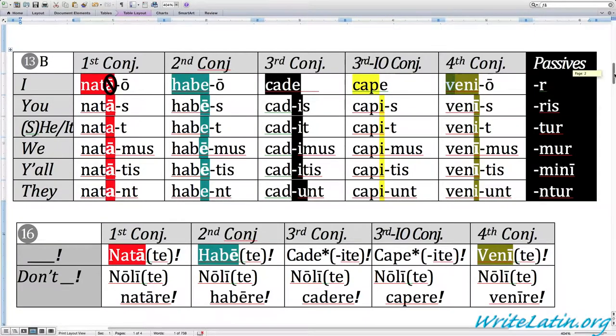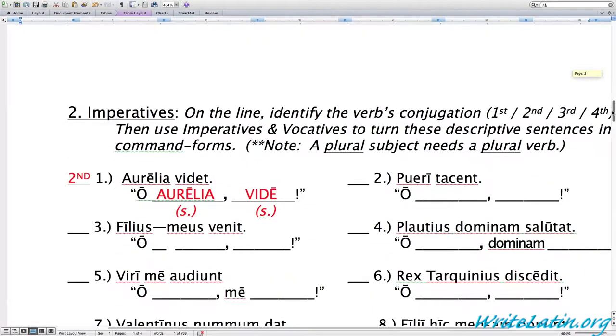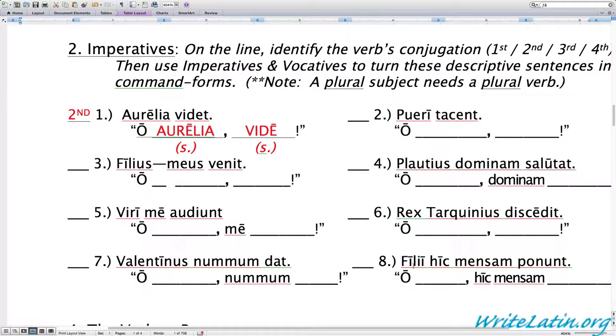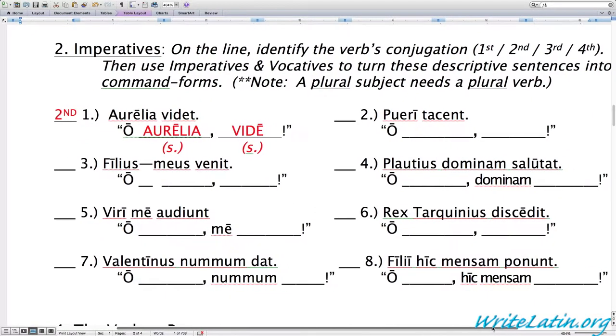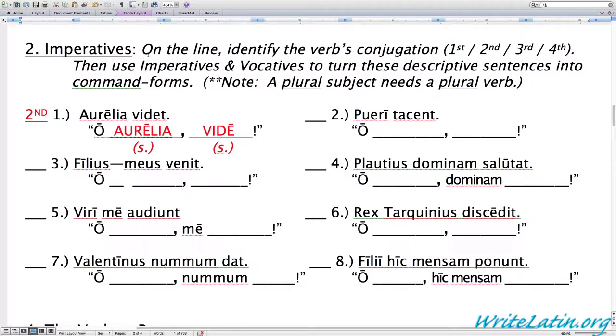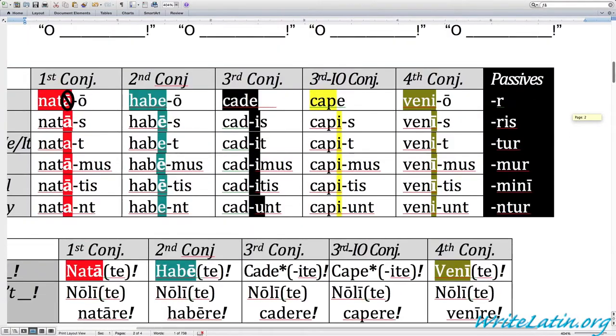Alrighty, so hopefully you can do these command forms. Let's practice some. Here you have modifications of the exercises you just did. It says, on the line, identify the verb's conjugation. So you have to think to yourself, oh, which column was it in? Was it in that column, or was it in this column, or that one?